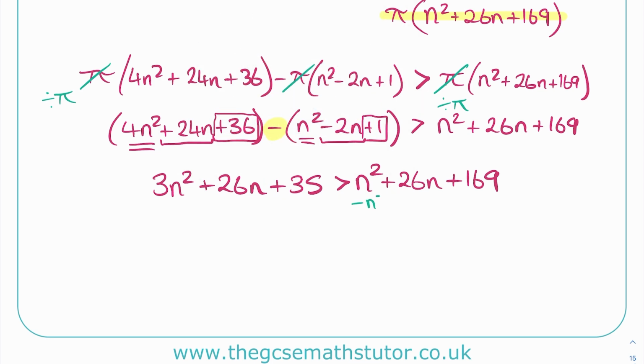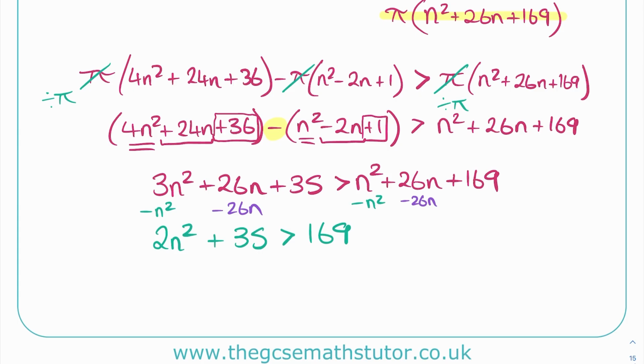So we'll minus n squared from both sides, and that would give us 2n squared. We also want to minus 26n from both sides, and we only have 26n on both sides, so that's going to disappear completely. So if we just write out what we've got now that they've disappeared, we've got 2n squared plus 35 is greater than 169.